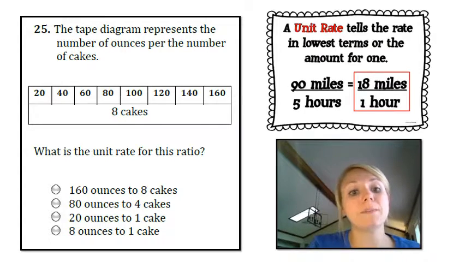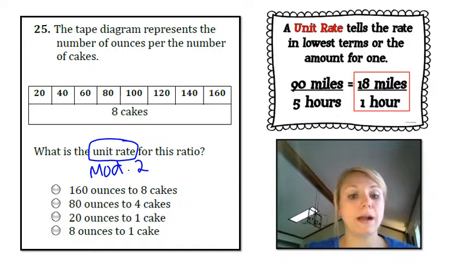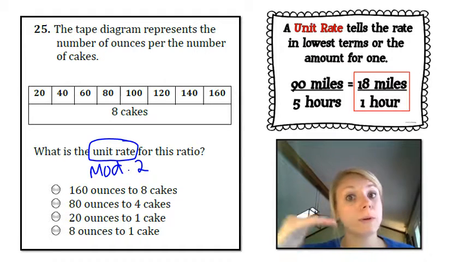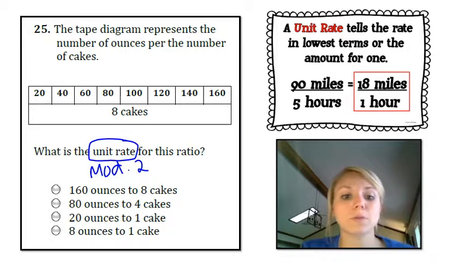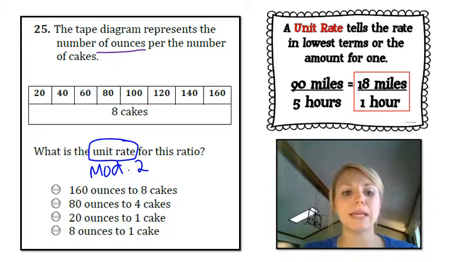Now, this one is talking about unit rate. And remember, we learned about unit rates in Module 2. It's also talking about ratios, which, remember, a ratio compares two things or two items. So when I look here, we're comparing two things: our ounces, which it tells us are ounces per cakes.